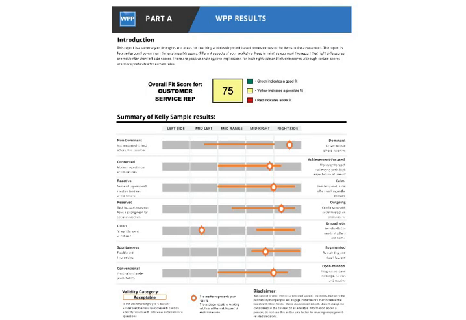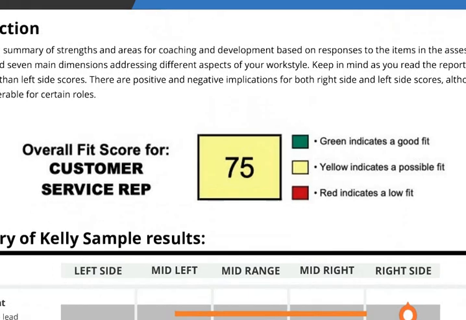This is a sample work style and performance profile report for a candidate named Kelly, with the same benchmarks for a customer service rep that we saw earlier. Right at the top of the page, you will see a fit score. The fit score allows you to instantly gauge the likelihood that this candidate is a good fit for the position. If the candidate is well within range on every dimension, then the score will be 100. And as the candidate's results diverge from the ideal profile, this score will decrease.